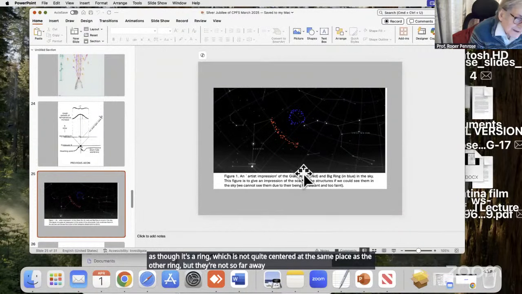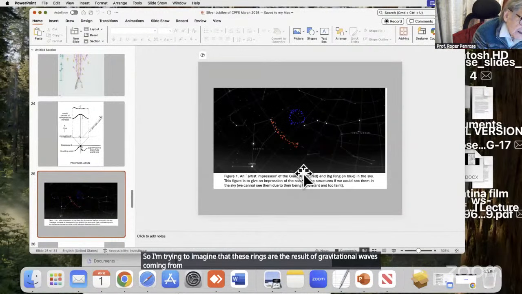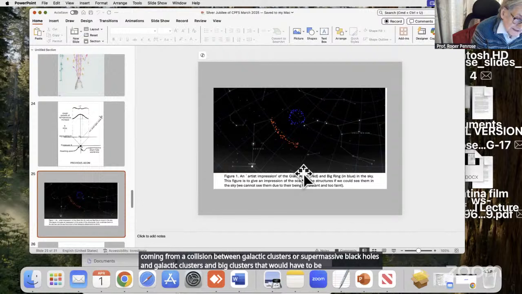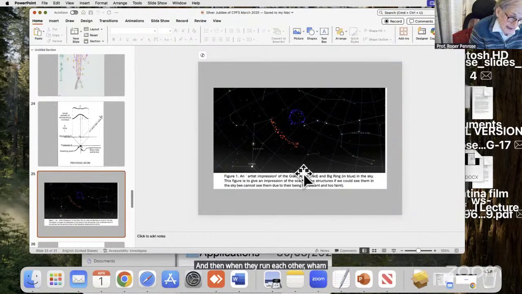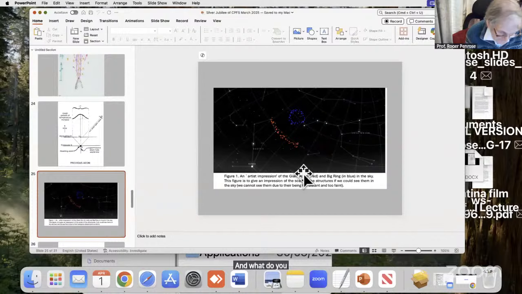So I'm trying to imagine that these rings are the result of gravitational waves coming from a collision between galactic clusters or supermassive black holes in galactic clusters, and big clusters. They would have to be very big clusters. And so you get enormous black holes, and these black holes take a little while to find each other. And then when they run into each other, wham, there's a huge, absolutely huge, walloping signal of gravitational waves which come through from one eon to the next. And they should do, according to the theory, they should certainly come through. And what do you see? Well, maybe you see this.